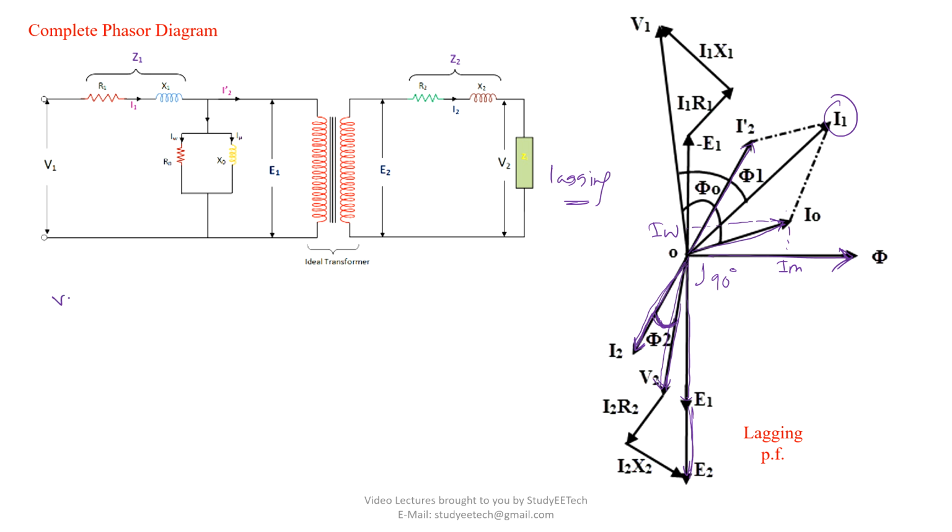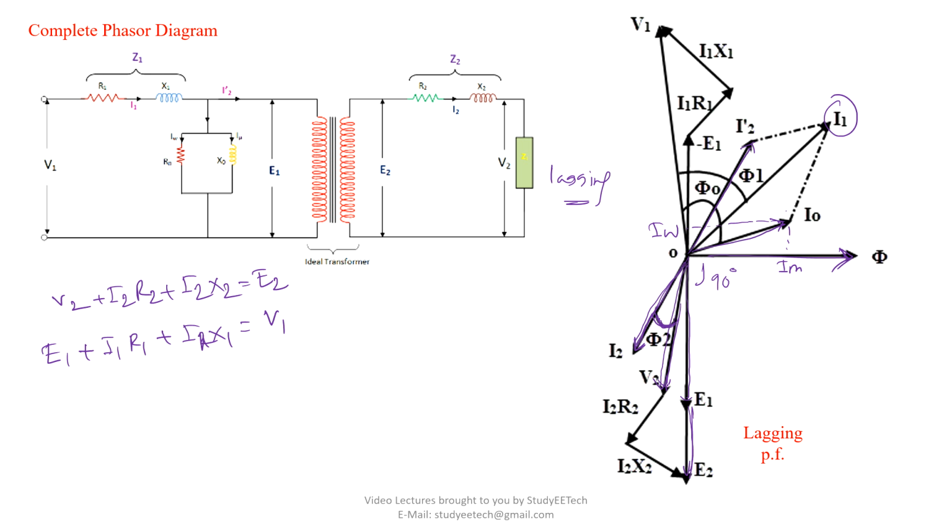We can say V2 equals E2 minus this drop. So V2 plus this equals E2. V2 plus I2 R2 plus I2 X2 equals E2. And similarly here, E1 plus I1 R1 plus I1 X1 equals V1. Okay, we will put all these things in the phasor.